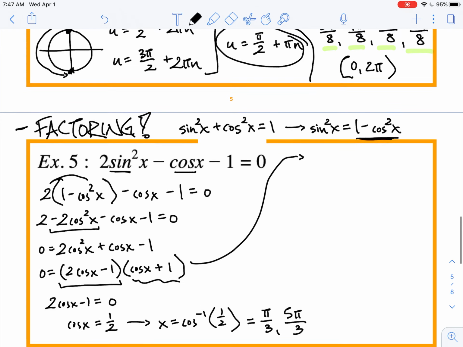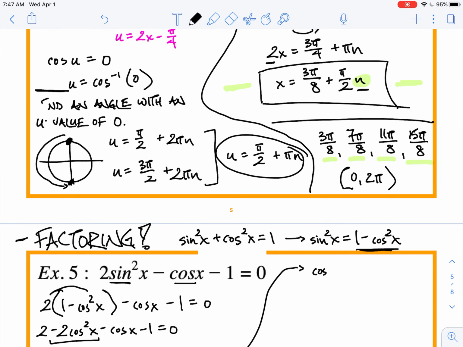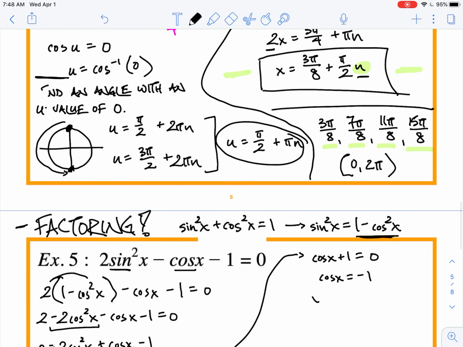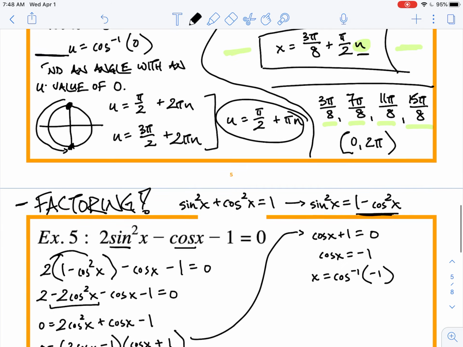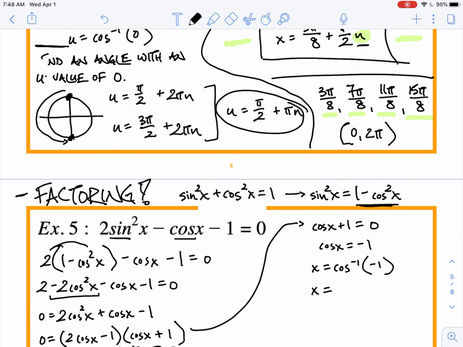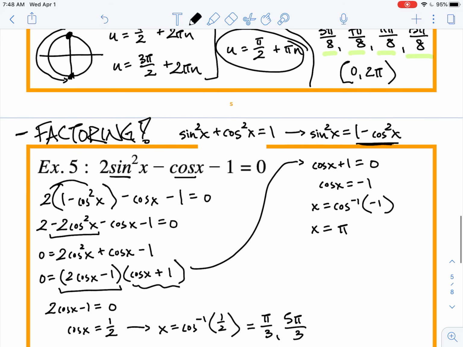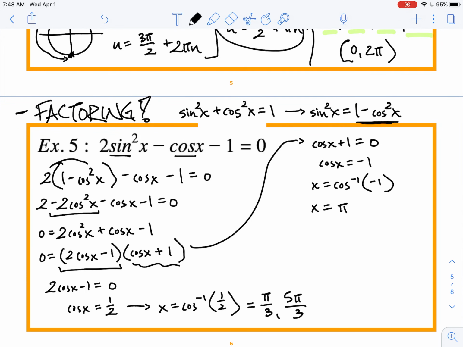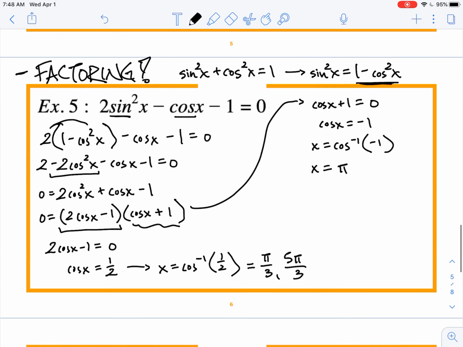Now if I take this other factor, cosine x plus 1 equals 0. I know that cosine x equals negative 1, and that x equals arc cosine of negative 1. And when I look at my unit circle to find an angle that has an x value of negative 1, I get pi. So I've got these 3 answers, and it looks like I've gone all the way around the unit circle.